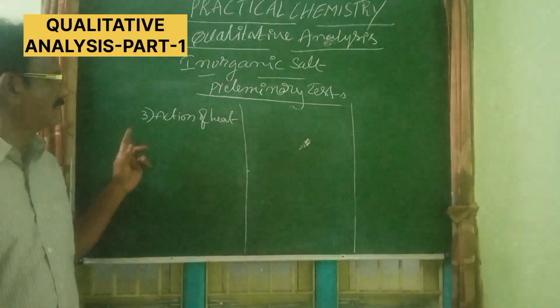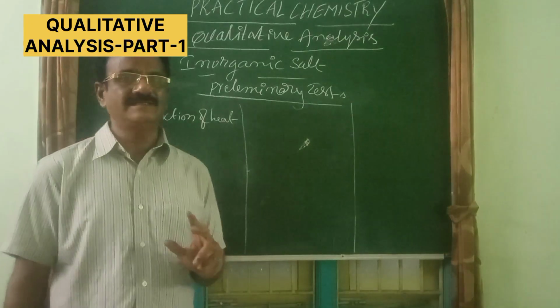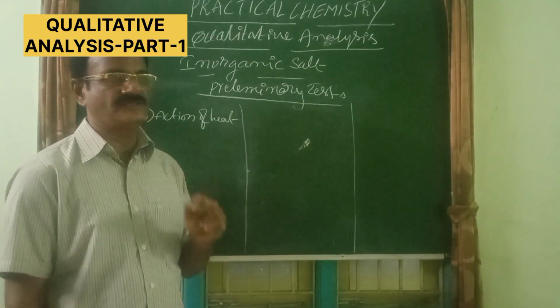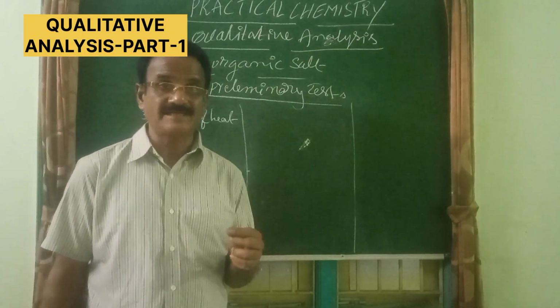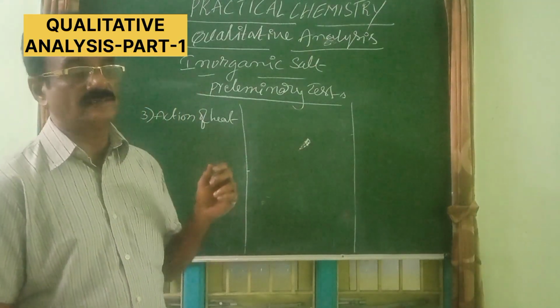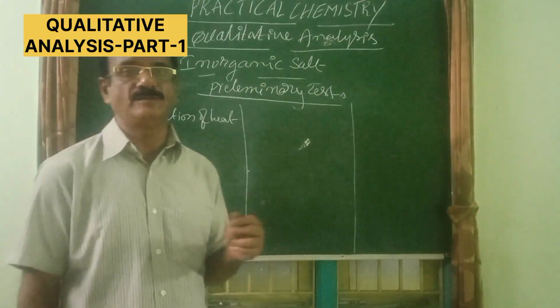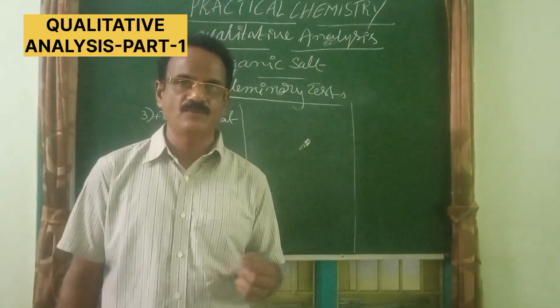Let us see the third preliminary test, action of heat. In this test, the student takes a pinch of salt into a dry test tube, and the test tube is carefully kept in the oxidizing flame of the Bunsen burner. Is it clear? Oxidizing flame of the Bunsen burner means the blue color flame.